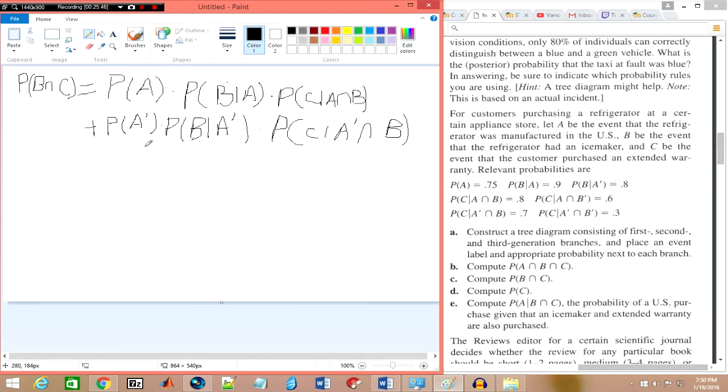Now, I'm going to show you that this works. So, the probability of A is just the probability of A. But the probability of this is the probability of A intersect B. Wait, what? Wait a minute, this doesn't work. I don't know, maybe it does.